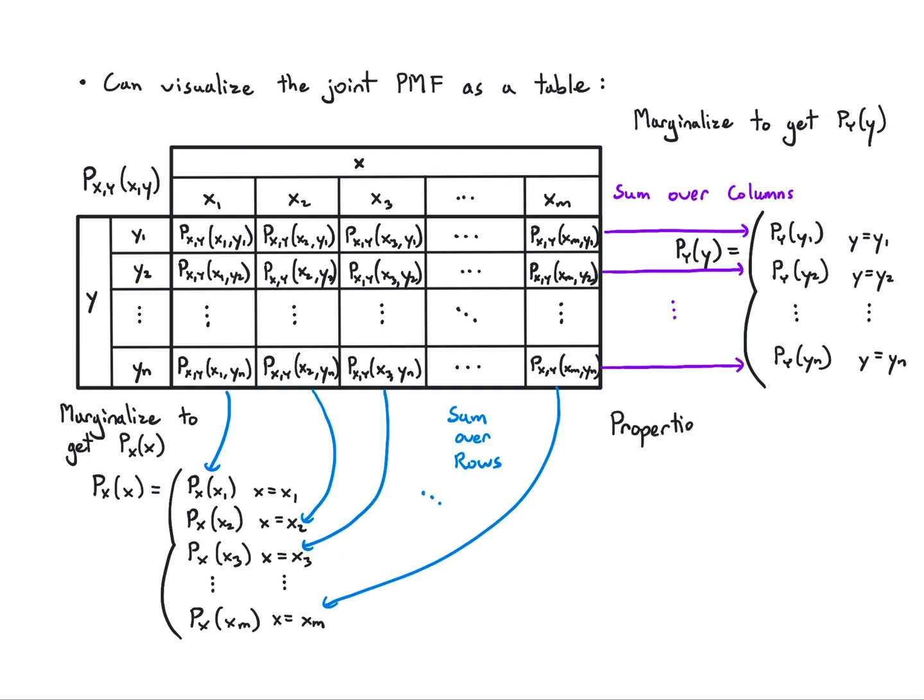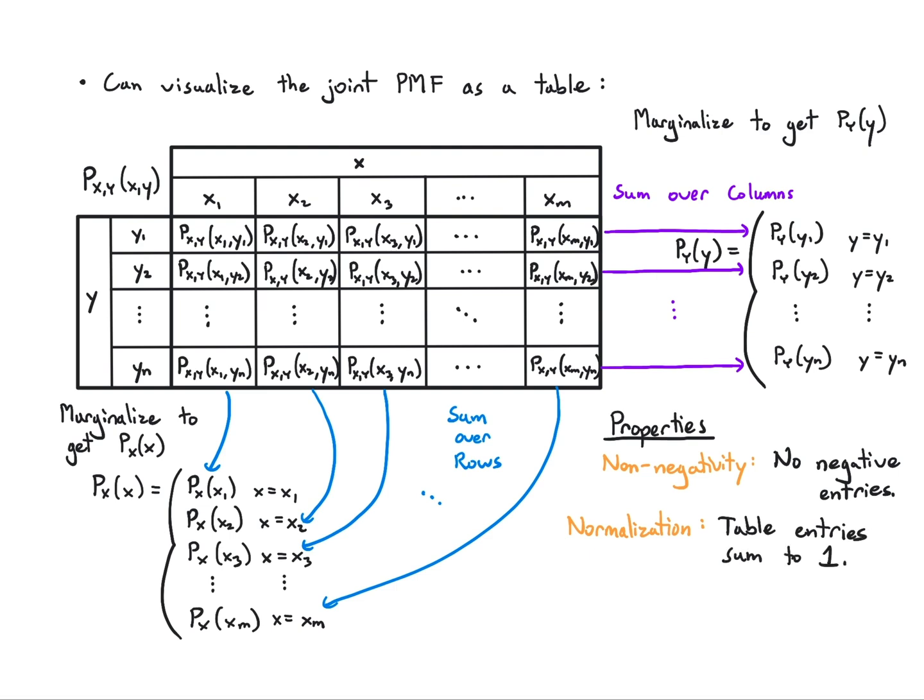And in the context of the table, the property non-negativity means I should not see negative entries. Normalization should mean that the table entries all together sum to 1. And additivity means add up the subset of entries that you care about, okay?